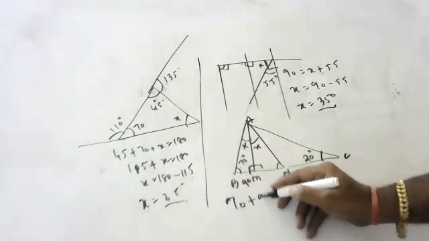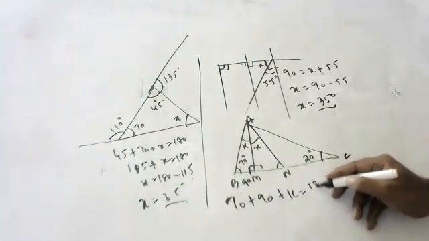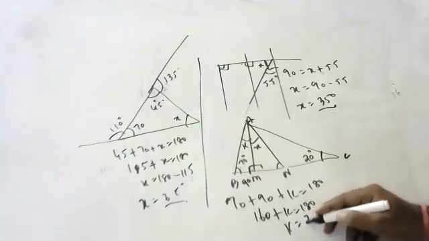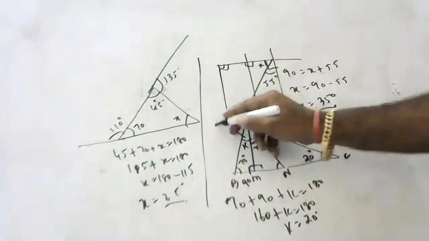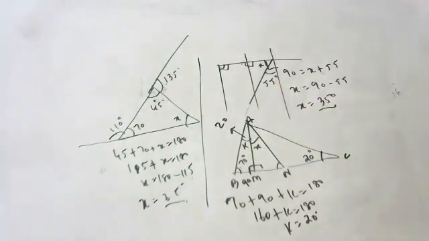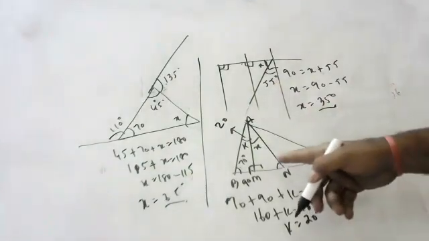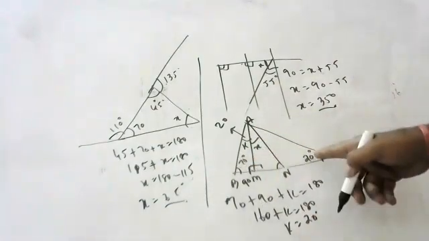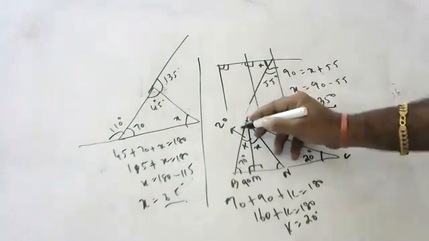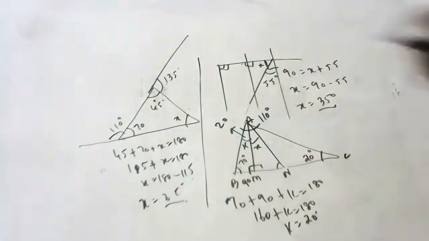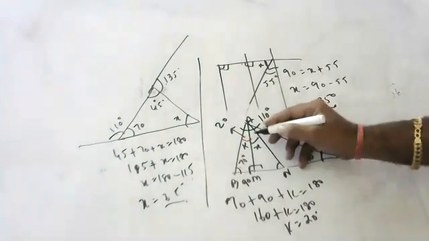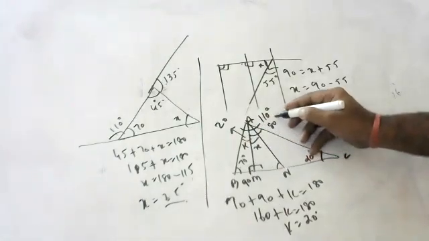70 plus 90 plus K is equal to 180. 160 plus K is equal to 180. K is equal to 20. This is 20. Now, 20 plus x. This is 70, this is 20, means 90 is over. This total angle is 110. In this 110, you remove this 20. So from here to here, it will become 80.